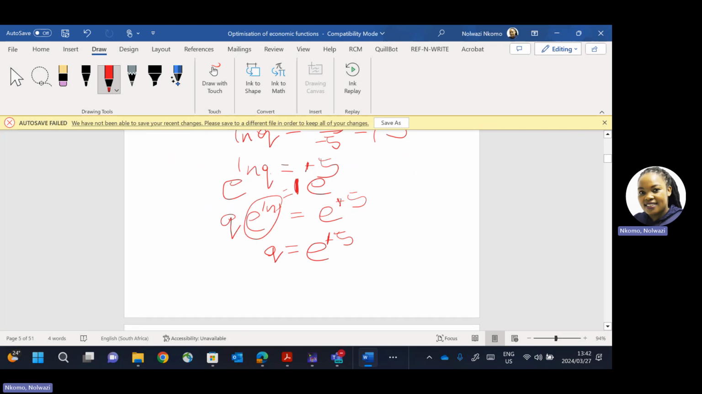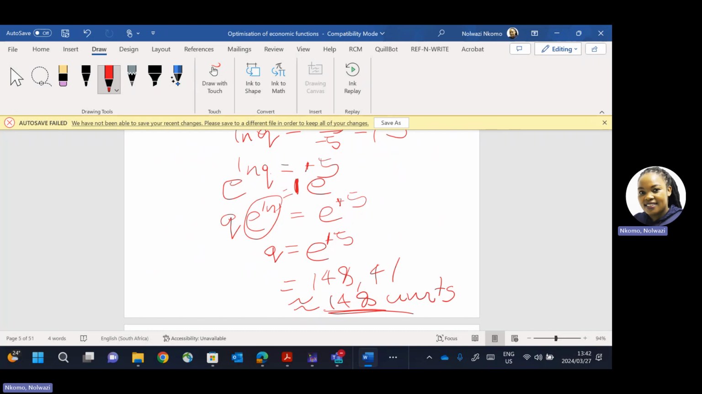And if you punch this in your calculator, you should get 148.41. And this you can round off to 148 units. So this means at the turning point, you have 148 units, right? So your total revenue has a turning point when the quantity is 148 units. Then the next step is to find the nature of this turning point.